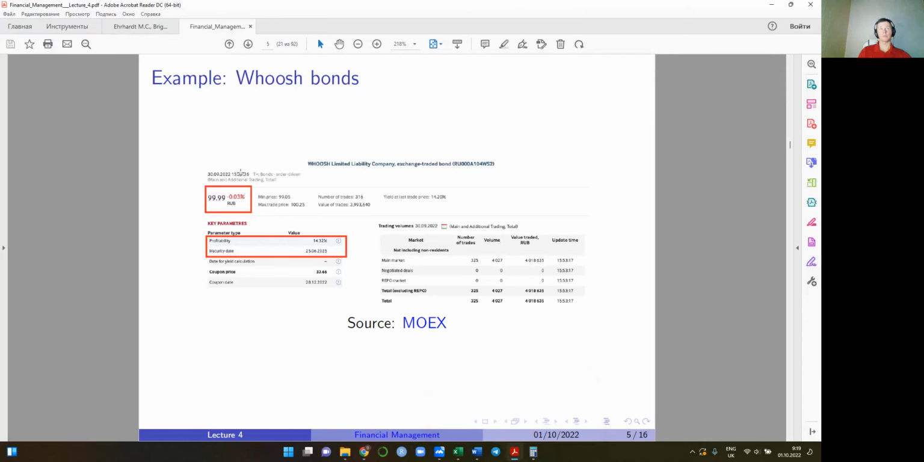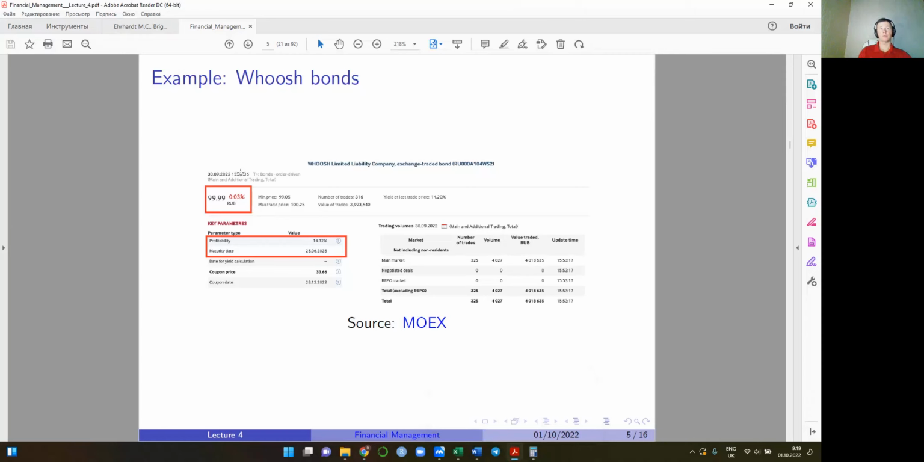And what do we see here? We see that the price is 99.99. It's not in rubles, it's in percent. This is wrong information. So basically it's 100% below principal. This is the market price.